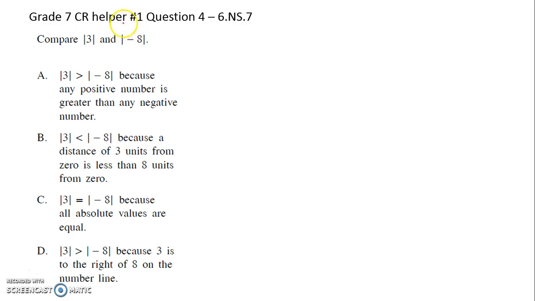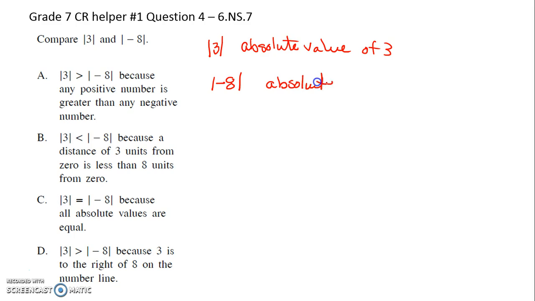So again, to review, the symbols around the 3 stand for absolute value of 3. And these symbols around the 8, -8, stand for absolute value of -8. And just remember, absolute value represents your distance from 0. Absolute value is the distance that number is from 0. That's what absolute value means.